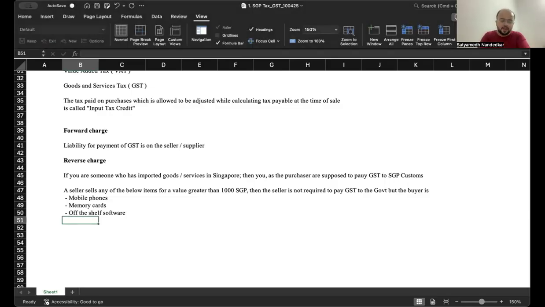But remember one thing, when the customer pays GST to the government, then there is a different principle known as input tax credit. We'll see how that part works.